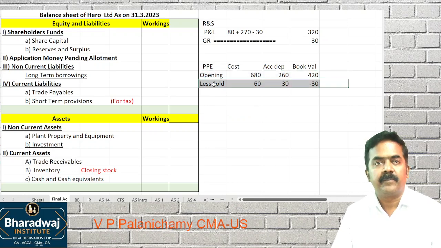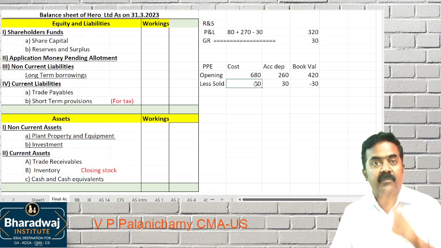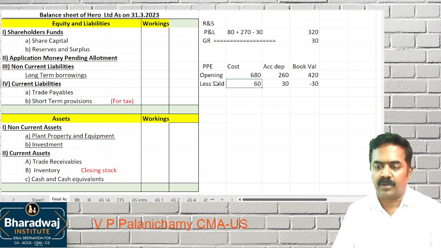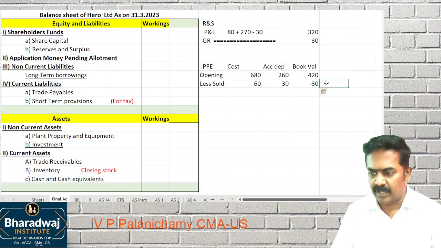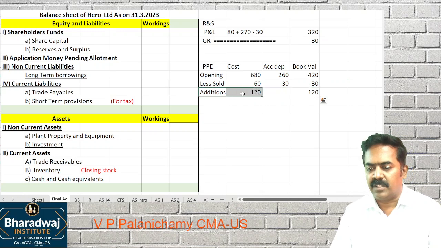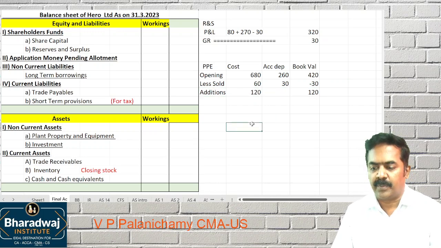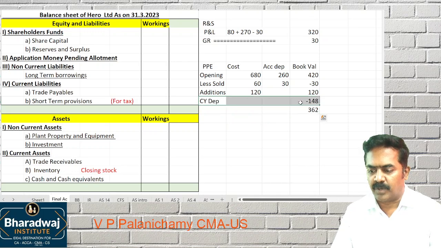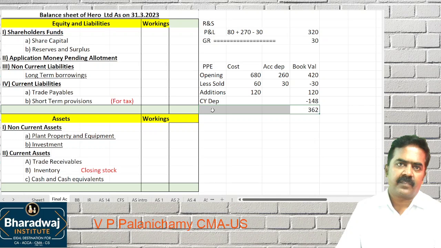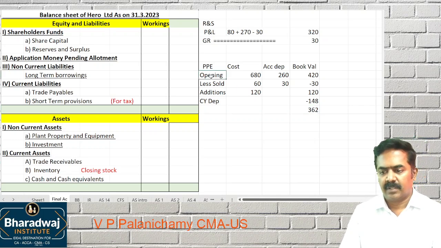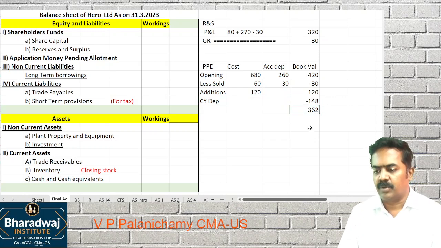Why are you eliminating? It is sold out. Profit or loss is already recognized in which account? P&L account. Cost is 60, accumulated depreciation 30, sold, of course, book value sold is 30. Additions during the year, no accumulated depreciation, 120. Current year depreciation is 148. Net balance will be 362. Opening net book value, less book value sold 30, additions 120, and current year depreciation is how much? 148. Closing balance will be 362.